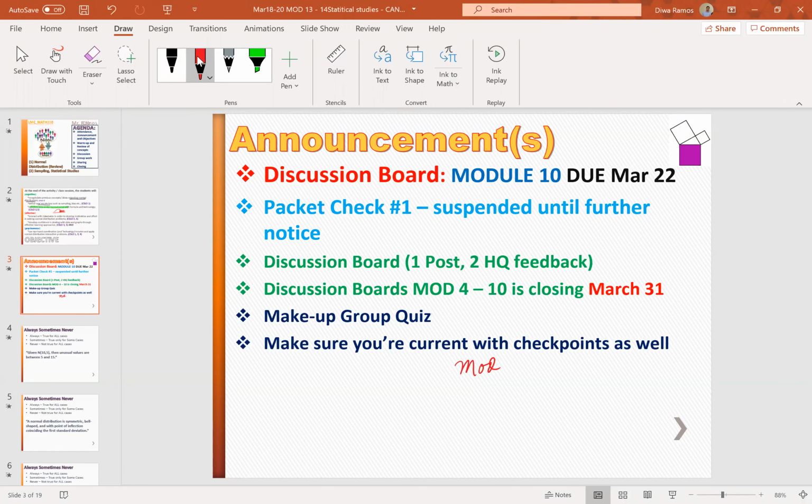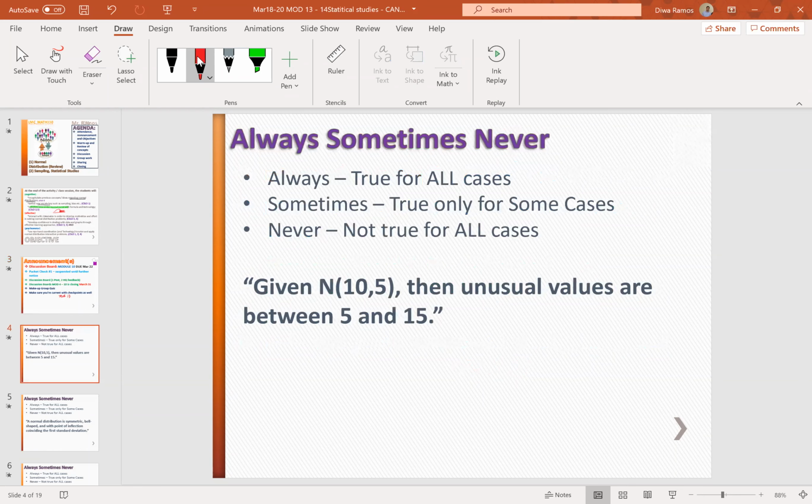Okay, so I think this is mod 13 as of the moment. Let's take a look at some of the always, sometimes, never questions. For the first one, given a normal distribution with a mean of 10 and a standard deviation of the population being 5, then unusual values are between 5 and 15. Is that always, sometimes, or never? What do we mean by unusual values in the first place?